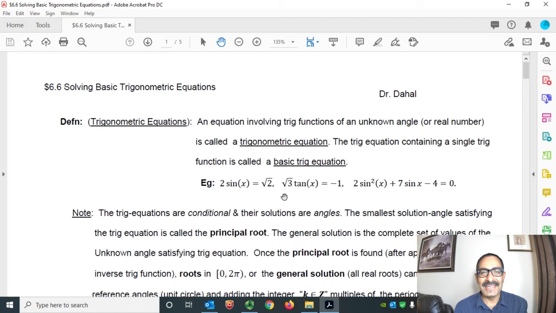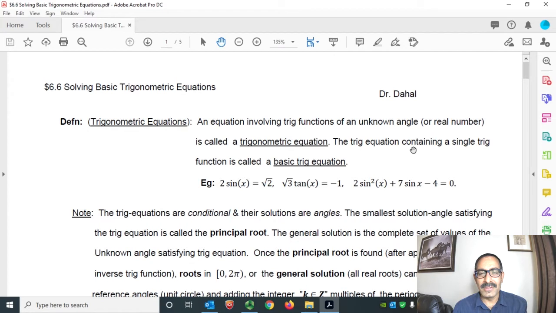In today's class, I'm going to cover solving basic trigonometric equations. So let me start the class right away. First, the definition of trigonometric equations. An equation involving trigonometric functions of an unknown angle is called a trigonometric equation.